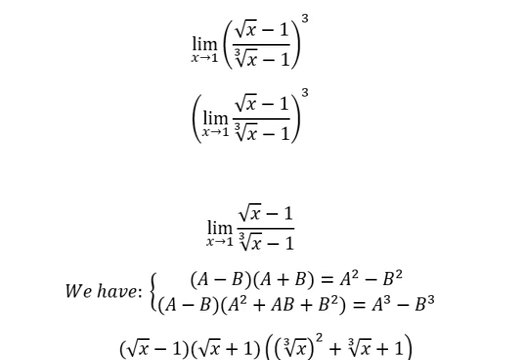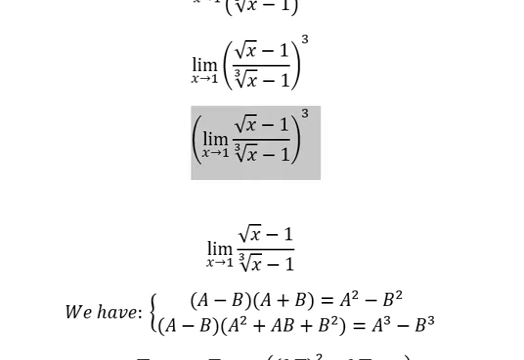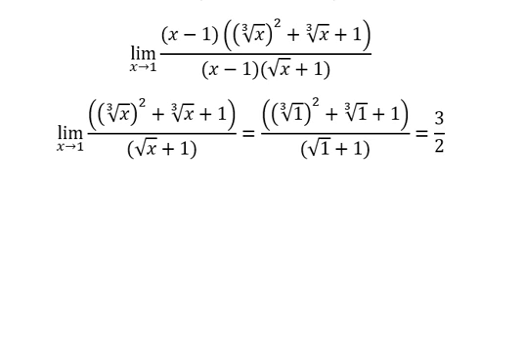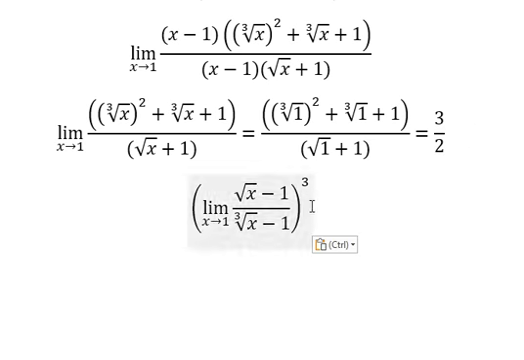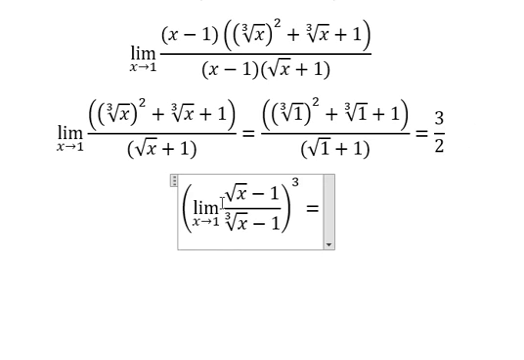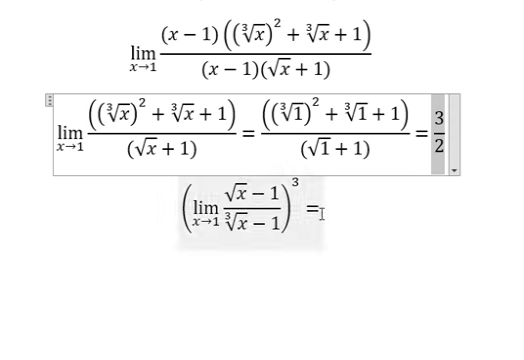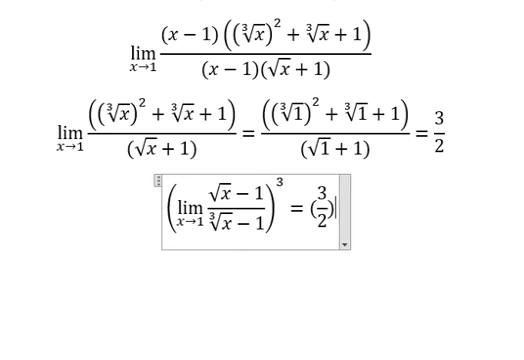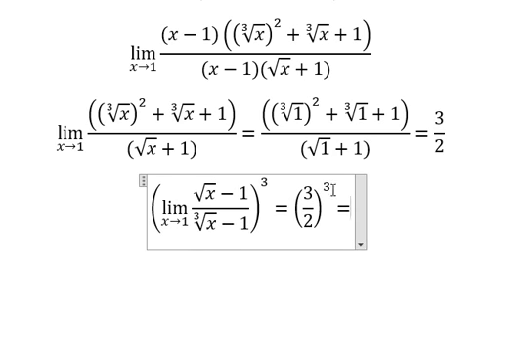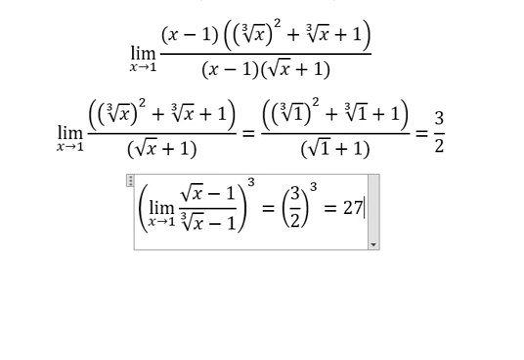And now we go back in here. So this value in here, that is about 3 over 2. So we will put like this. We calculate about this one and we have 27 over 8.